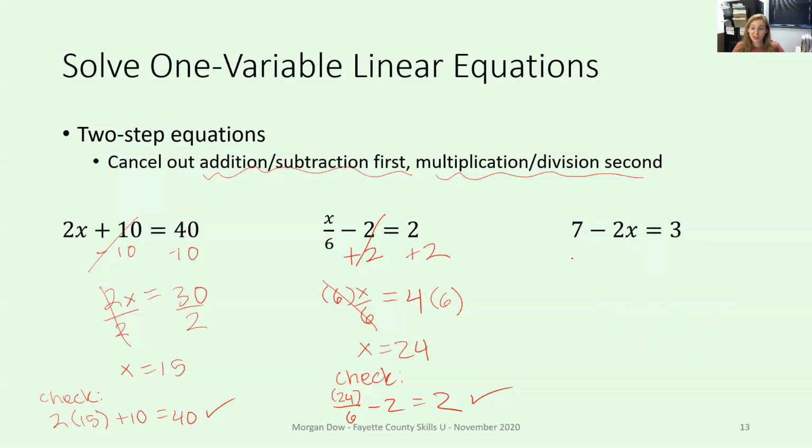So if we have 7, how are we going to cancel out 7? How are we going to make it go to 0? We would subtract 7. 7 minus 7 is 0. So we've got negative 4 over here, and we've got negative 2x over here. So this is saying negative 2 times x. So to cancel it out, we would divide by negative 2 on both sides. And we're left with x equals, negative 4 divided by negative 2 would be 2. Right, the negative signs will cancel out. And again, you could check that answer. 7 minus 2 times 2, does that equal 3? 7 minus 4 is 3, so that checks out.